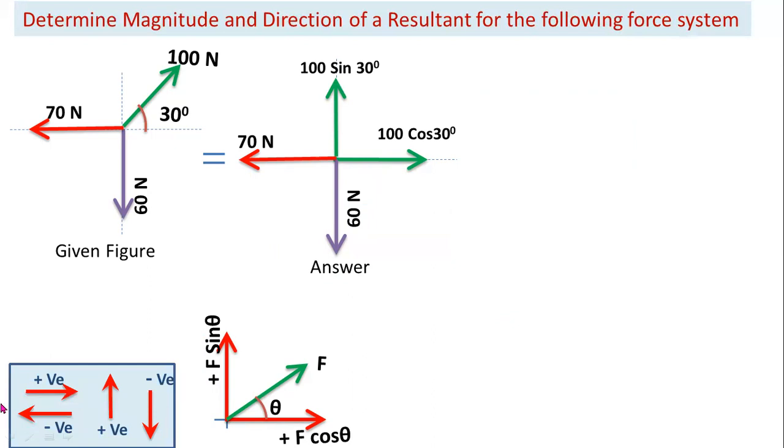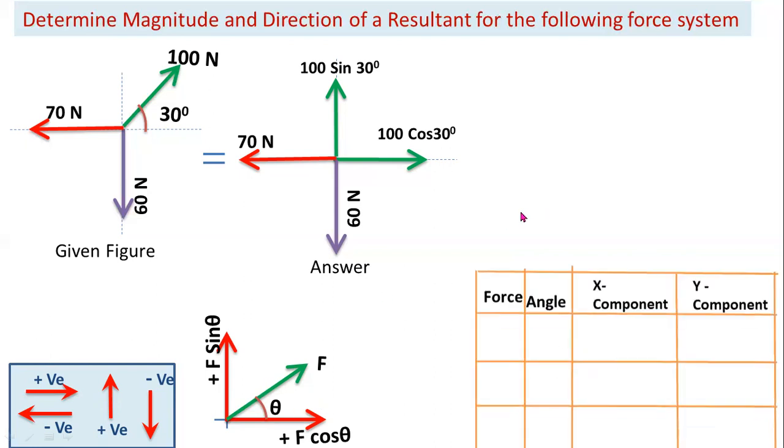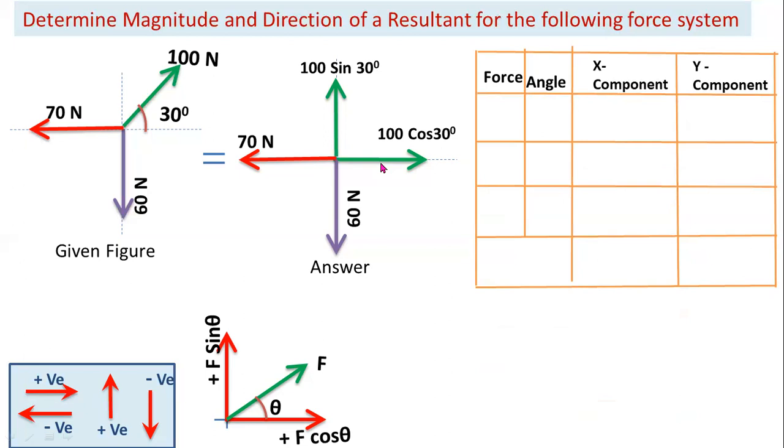So these are the sign conventions for determining the resultant. For the right side direction you have to consider a positive sign. For the left side direction you have to consider a negative sign. For the upward direction you have to consider a positive sign. For the downward direction you have to consider a negative sign. Now you have to add or subtract the forces.